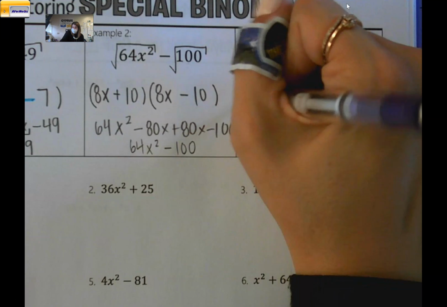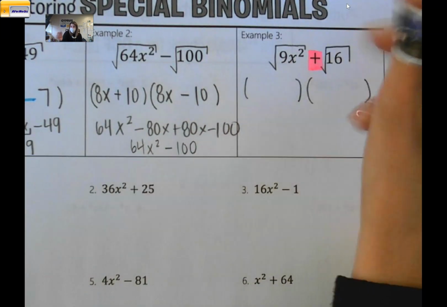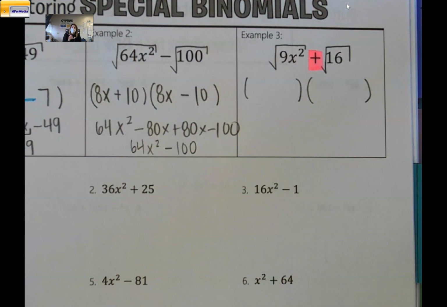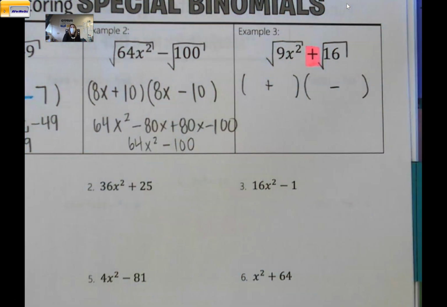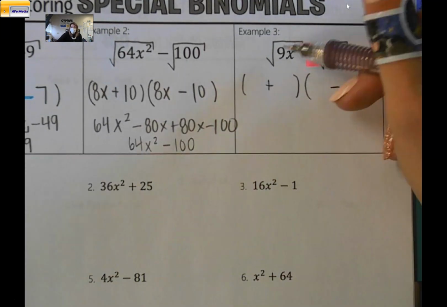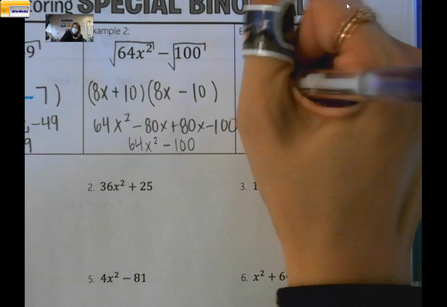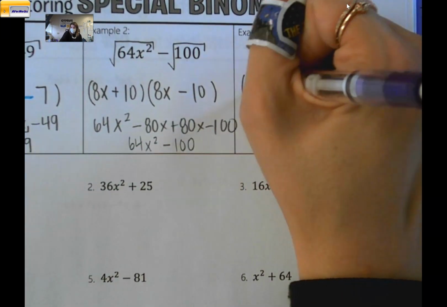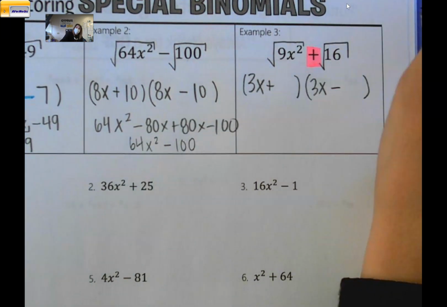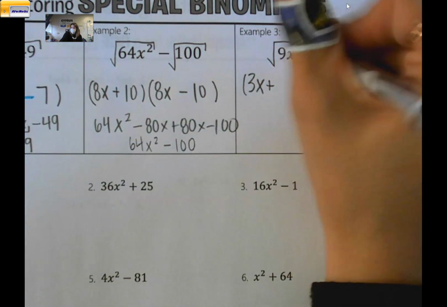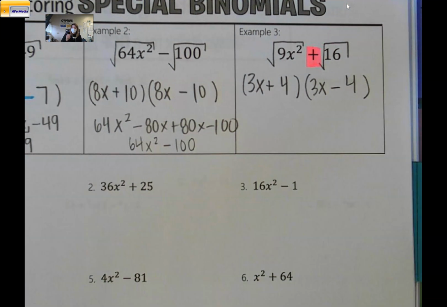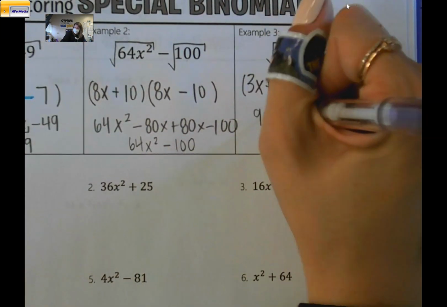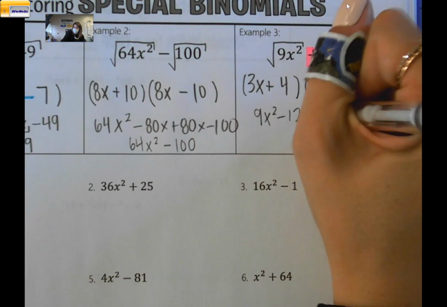I'm going to end up having two binomials. And I told you before we even started the first one that I'm going to have a plus and a minus in all of my answers for today's lesson. The root of the first term, root of 9 is going to be 3. Root of x squared is x. We put that in both of the first position. Root of 16 is 4. Well, now, like I've done on all of the other ones, I'm going to multiply this out so that you guys can see what happens.